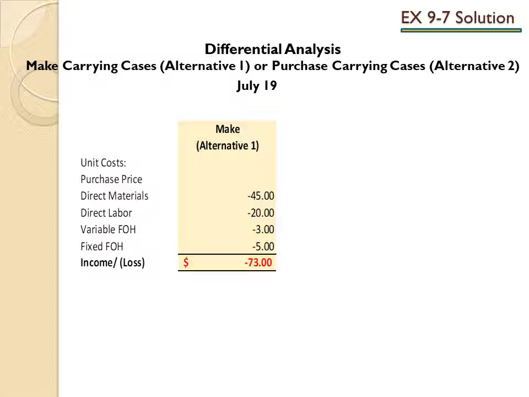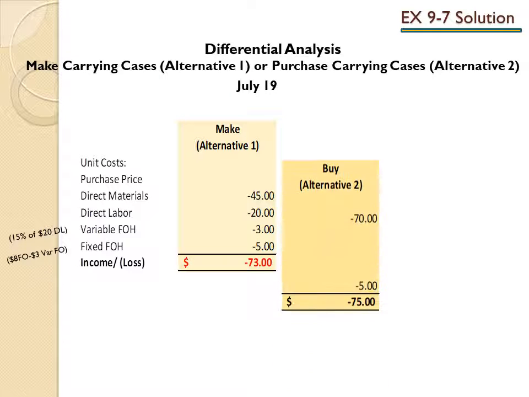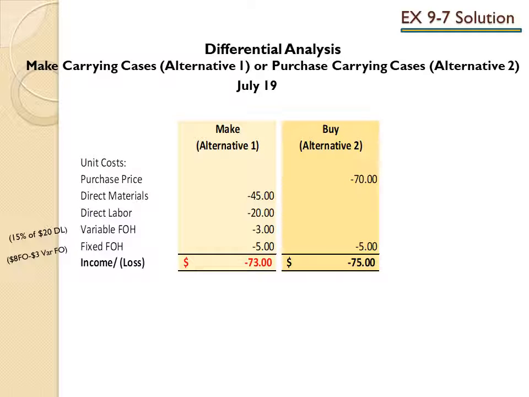For direct materials, we have $45. This is given in the problem. Direct labor, $20, also given in the problem. Variable factory overhead of $3 computed by multiplying 15% to $20 direct labor. And lastly, fixed factory overhead, which is $5, computed by deducting the $3 variable factory overhead from the $8 total factory overhead. So under alternative 1, if we were to make the carrying cases, we will incur a total loss of $73. How about if we will buy or purchase the carrying cases?